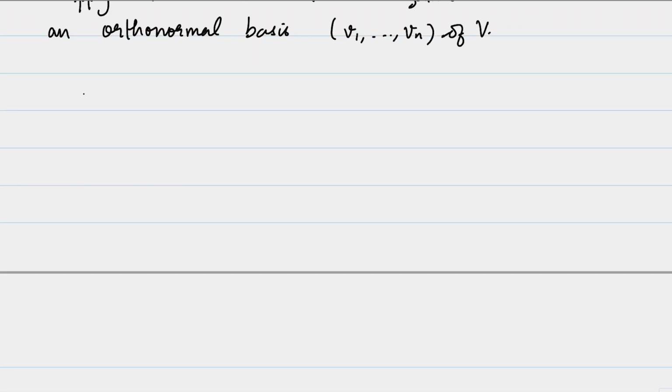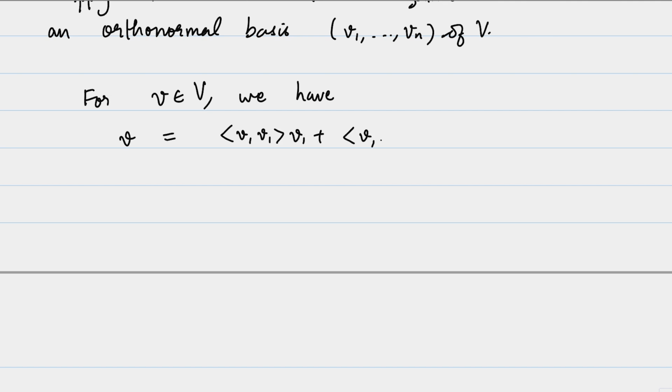Okay, so let's pick some vector V in capital V. For any vector V in capital V, we have, by one of the results we have proved earlier, V is the inner product of V with V1 times V1 plus V comma V2 times V2, up to the inner product of V with Vn times Vn. So this is something which we have from last week's lectures.